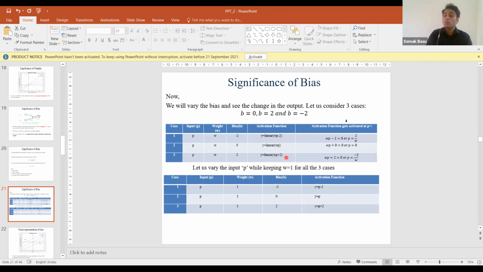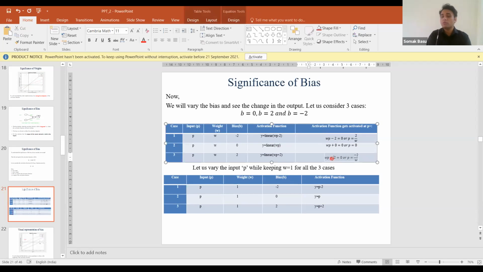Okay. So when will the activation function start working? As you will see, for example, if you substitute into W into P minus 2 is equal to 0, you'll get P is equal to 2 divided by W. If W into P plus 0 is equal to 0, then P is equal to 0. I'll tell you what this means actually. And if W into P plus 2 is equal to 0, you will get P is equal to minus 2 by W.